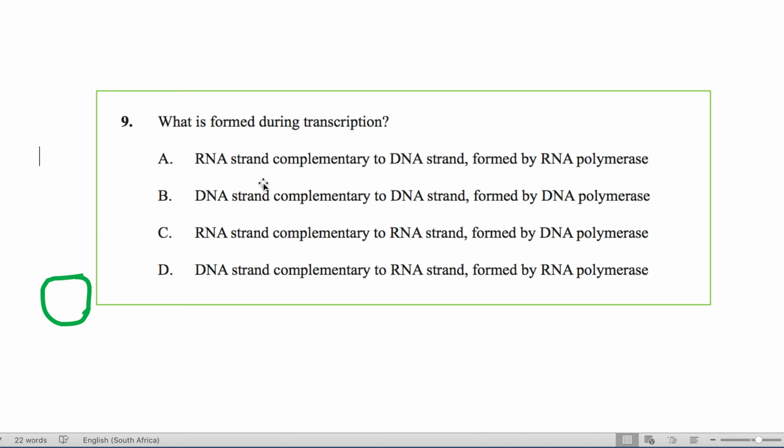So the answer here would be, let's see, is it A? RNA strand complementary to DNA strand, formed by RNA polymerase. So this could be true because we know we're forming an RNA, specifically we're forming mRNA, but that's not specified here, so I don't think that matters. Just know that it's an RNA, and we know it's complementary to DNA strand because it's being copied from the DNA strand, so it's complementary. And it's formed by RNA polymerase.